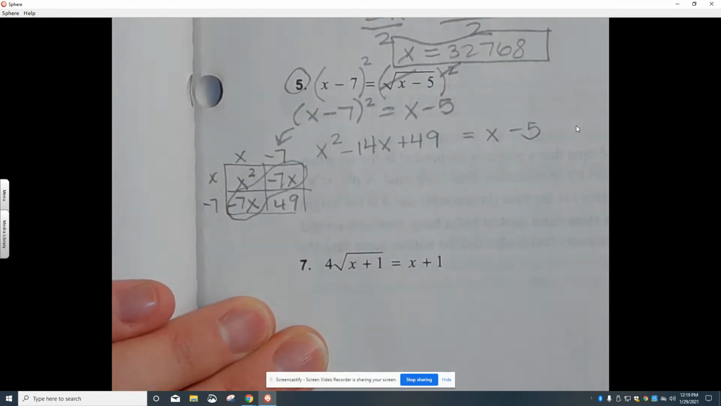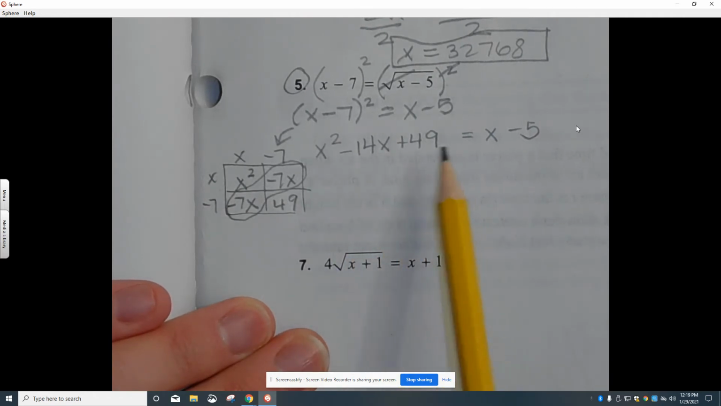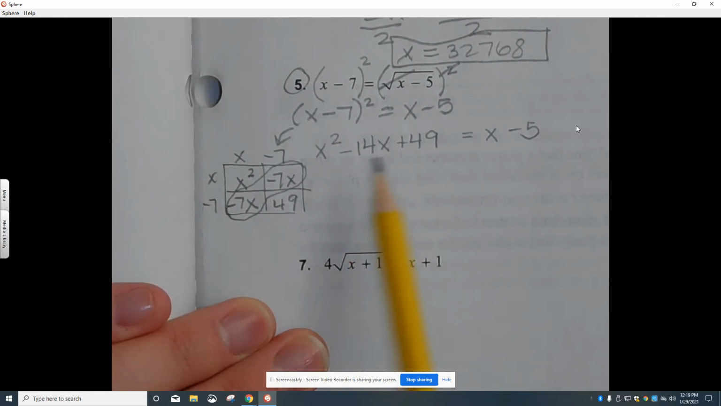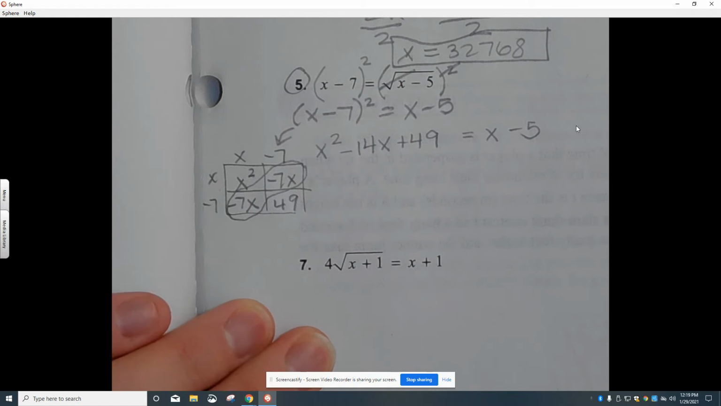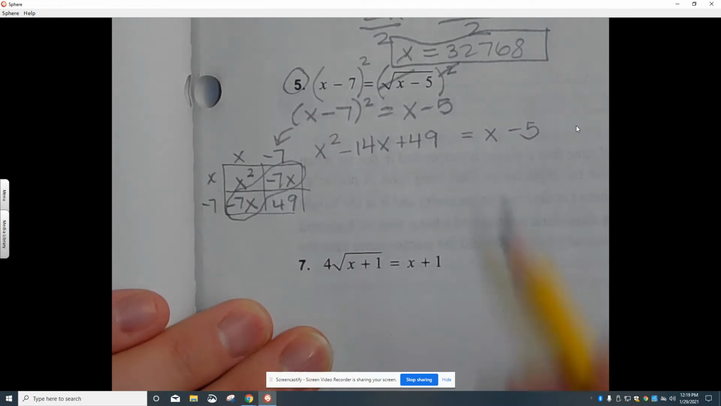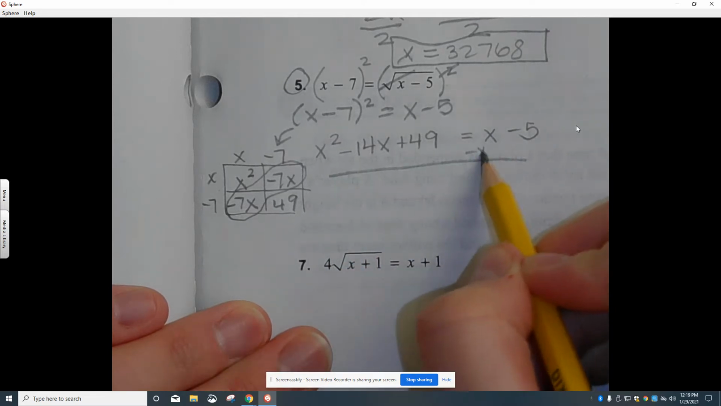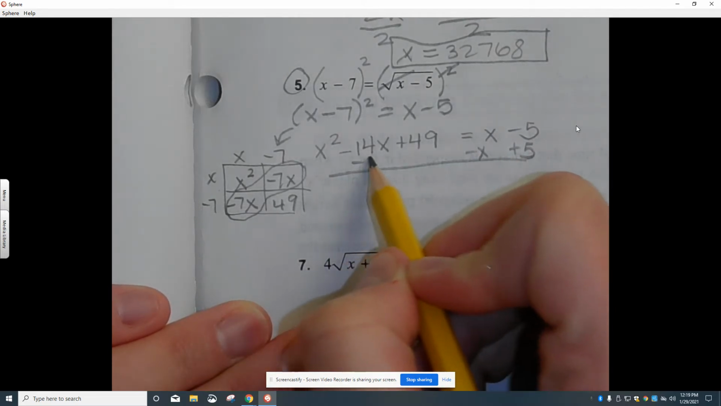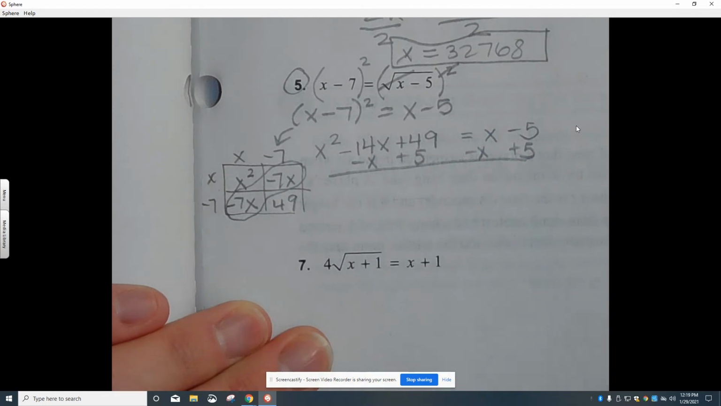And then what I'm noticing on here is this looks like a trinomial, which is something we used to do with factoring. So we're going to end up having to factor on this one as well. So to do that, we're going to move everything to the other side. So subtract our x, add our 5. Gotta make it equal to 0 before we can factor.